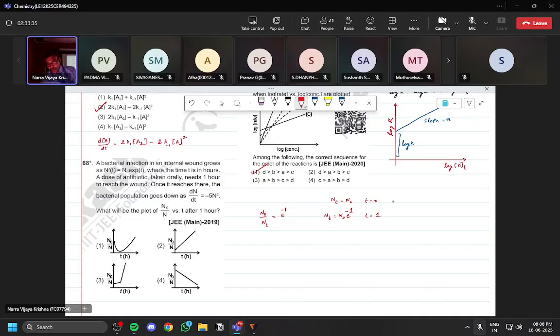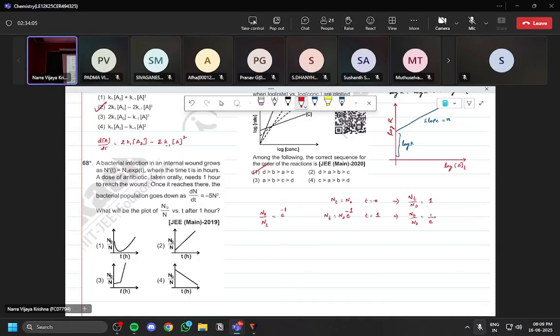Now, what is Nt by N0 equal to? 1. Now what is Nt by N0 equal to? 1 by e. e is 2 point something. So it should change from 1 to 1 upon 2 point something, which means it is decreasing. So up to 1 hour, it decreases.